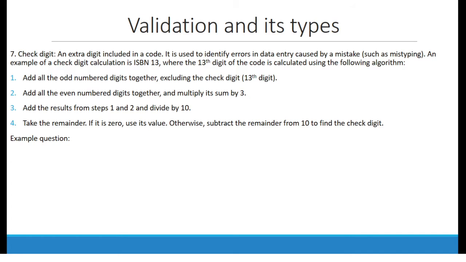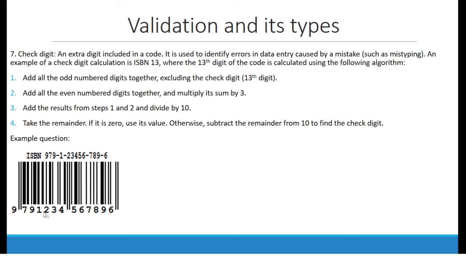Example question. Here, we can see an ISBN code with the digits 979-123-456-789 and the check digit 6. We start by labeling each digit with odd or even. Remember to label the first number with odd.